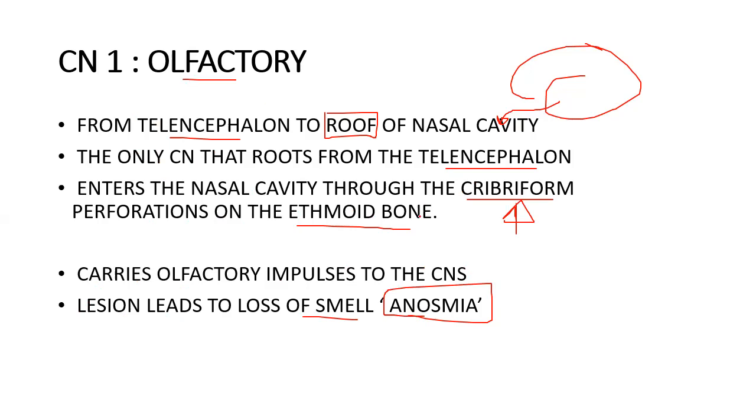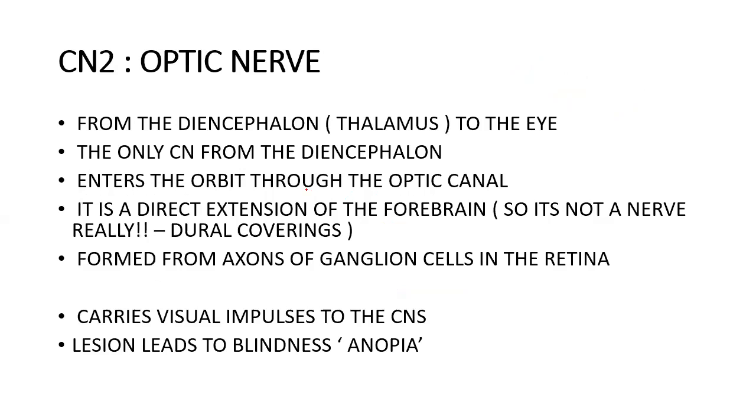So it enters through the anterior cranial fossa into the nasal cavity. Or to say it exits from the nasal cavity, because information is going to the brain, really. Cranial nerve number 2 is the optic. Remember that you have one nose and then you have 2 eyes. So optic has to do with the eyes.